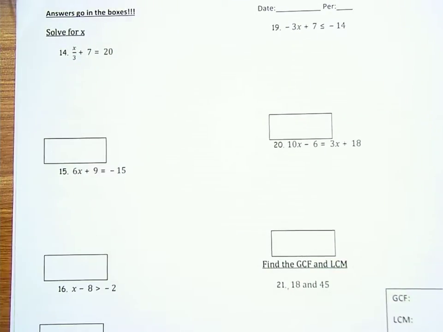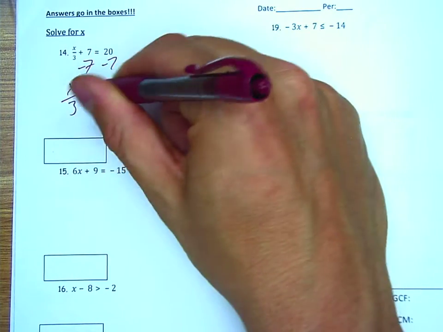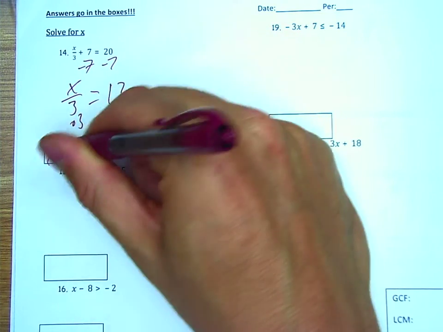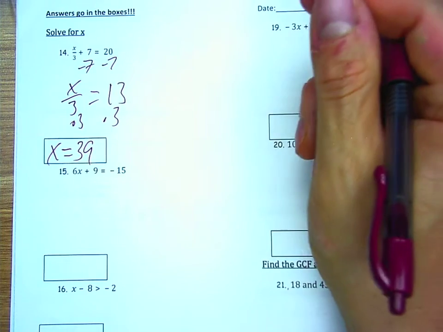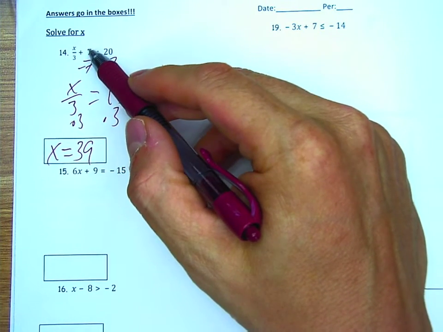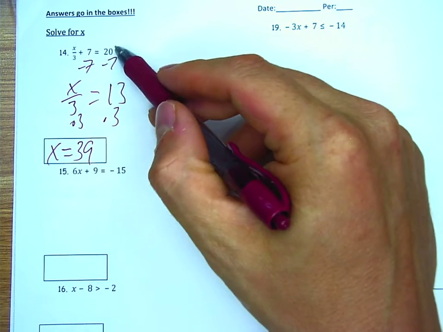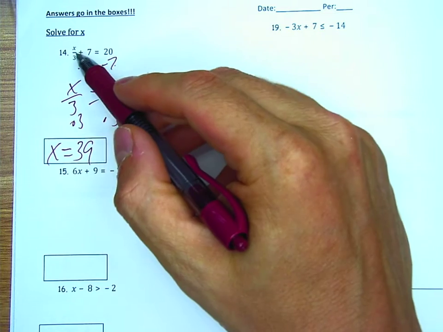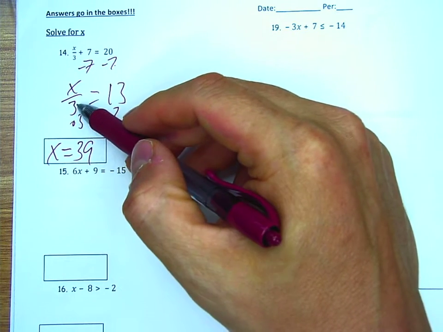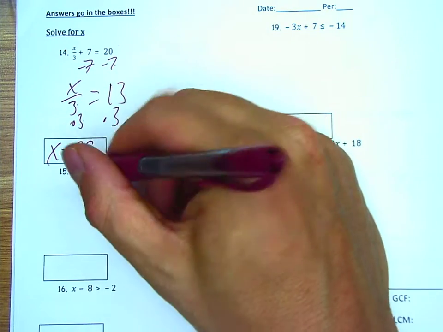Two-step equations. Subtract 7 from 20, and you get 13. Multiply 13 by 3, you get 39. We always do the opposite of the sign between the x and the constant. In this case, the opposite of plus 7 is minus 7 to both sides of the equation. And then we do either multiply or divide. If the number's on the bottom, we multiply by it. If the number's on the top with x, we divide by it.